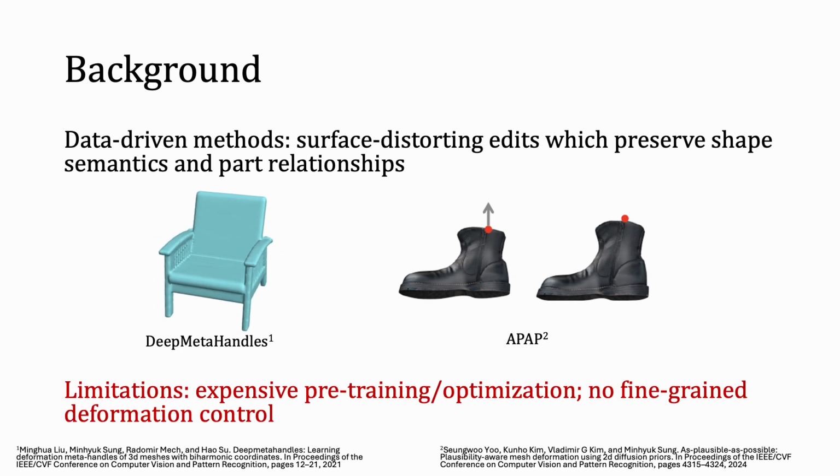On the flip side, these methods also come with their own strong limitations, namely that they are slow and often require expensive pre-training on large datasets or optimization. Furthermore, there is no fine-grained control over the edits they produce. Users cannot assign specific transformations to handles for these methods in the same way they can for classical methods.